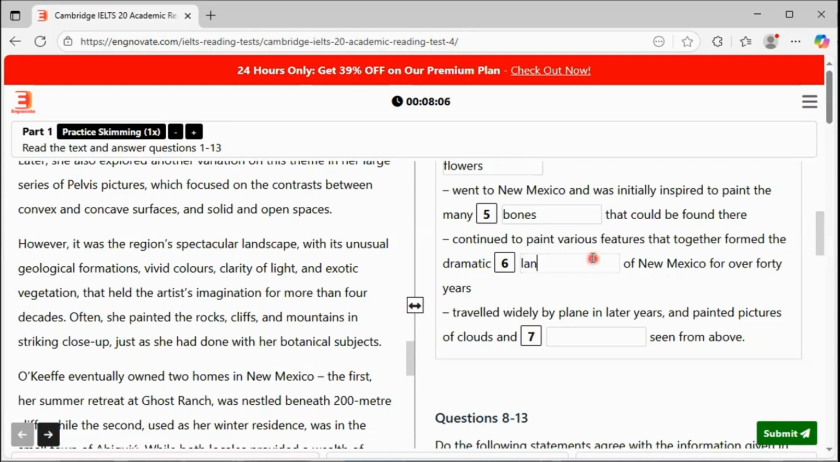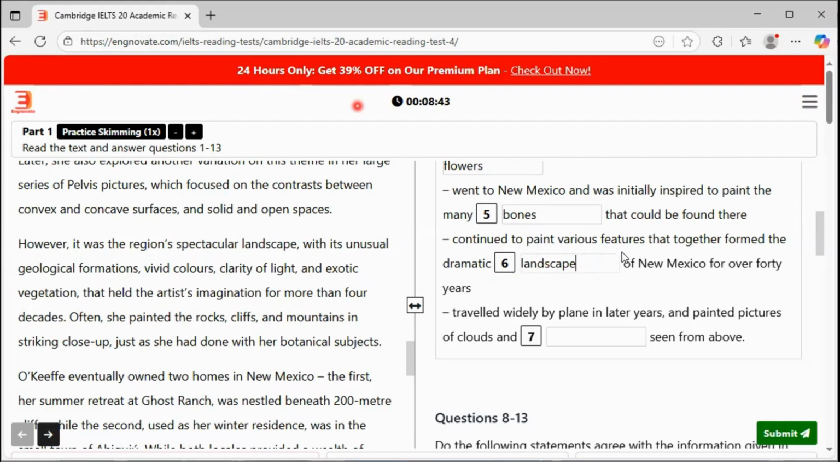Landscape of New Mexico. I think it's going to be landscape. With its unusual geological formations, vivid colors, clarity of light, and exotic vegetation that held the artist's imagination for more than 4 decades. 4 decades, a paraphrase of 40 years, can you see? Continued to paint various features that together formed the dramatic landscape. Yeah, it's going to be landscape. Number 6 will be landscape.